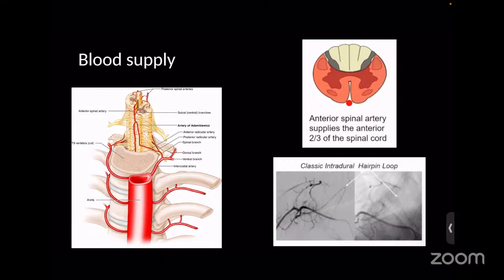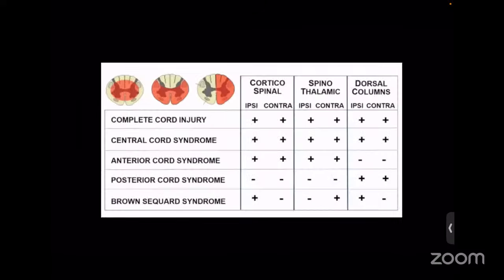But the thing changes at T8 to T12, where you have something known as the dreaded artery of Adamkiewicz, which is the sole supply of the anterior spinal cord. And we know that the anterior spinal blood supply is supplying the two-thirds of the anterior spinal cord. Now, with the combination of knowledge of the injury patterns with the presence and location of the tract and the blood supply, we can point out what's going wrong intraoperatively by stimulating these particular tracts.